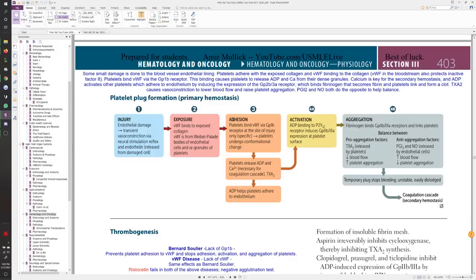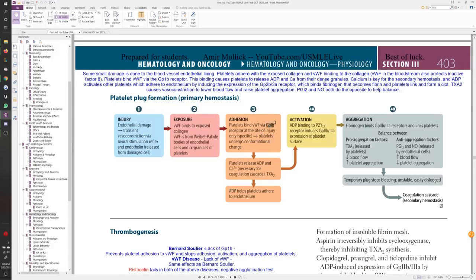That leads to then adhesion. Platelets will bind von Willebrand factor using GP1B receptors at the site of injury only. Platelets undergo conformational change. Platelets are able to then release ADP and calcium, which actually will be necessary for your coagulation cascade. So we'll see in the coagulation cascade there's a step where a lot of calcium is required. ADP itself, though, helps platelets adhere to the endothelium. Right, so this was GP1B.